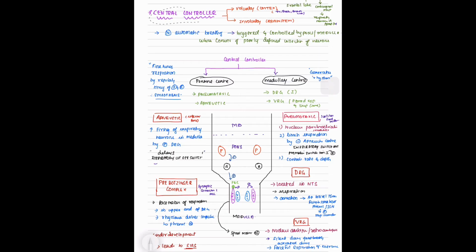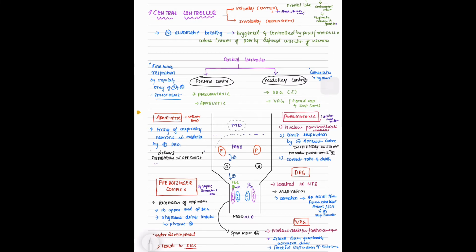The central controller can be voluntary or involuntary. The voluntary control is from the cerebral cortex, which sends signals to the corticospinal tract and to the respiratory neurons in the spinal cord. This happens during singing, speaking, and breath holding. The involuntary control is under the control of the brainstem. Normal automatic breathing is triggered and controlled by the pons and medulla, which consist of poorly defined collection of the neurons. The central controller can be divided into pontine center and medullary center.